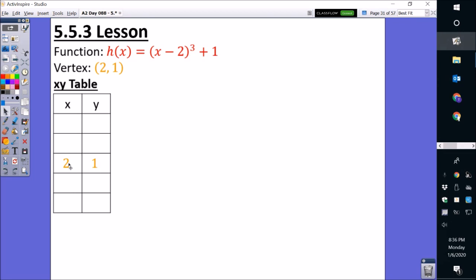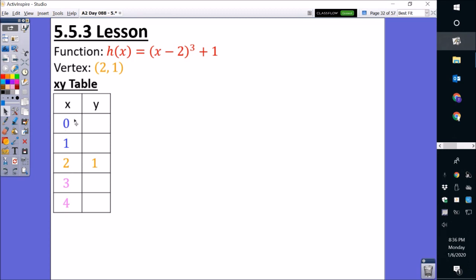Now, since we have to find the other x values and 2 is in the middle, it will be easy to identify the 2 x values that are left and the 2 x values that are right. The 2 x values on the left will be 0 and 1, and the 2 x values on the right will be 3 and 4. In order to find the y value, you simply plug in the x value and follow the order of operations, PEMDAS, and you will find the y value.